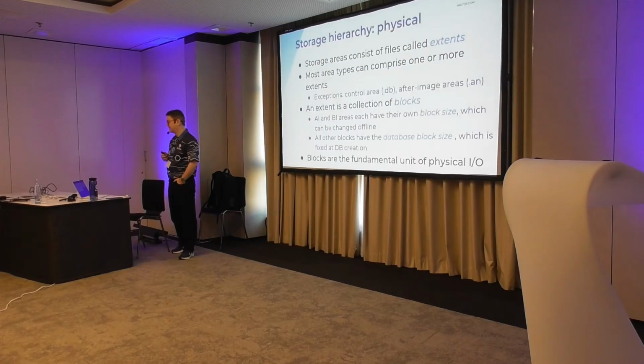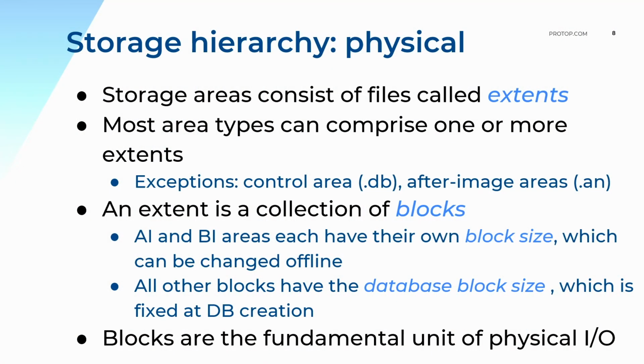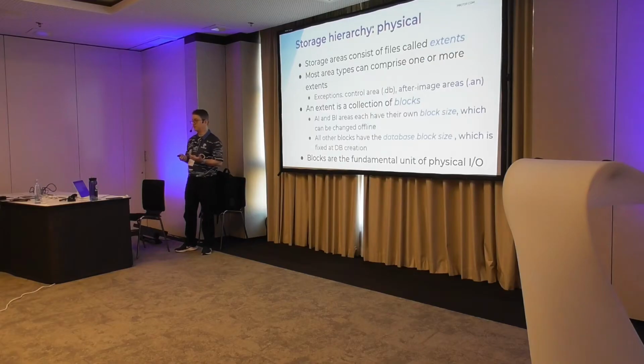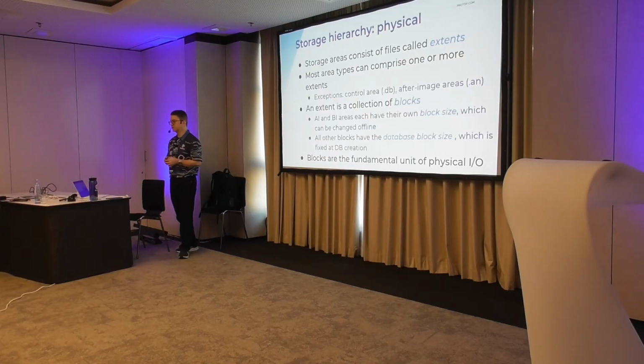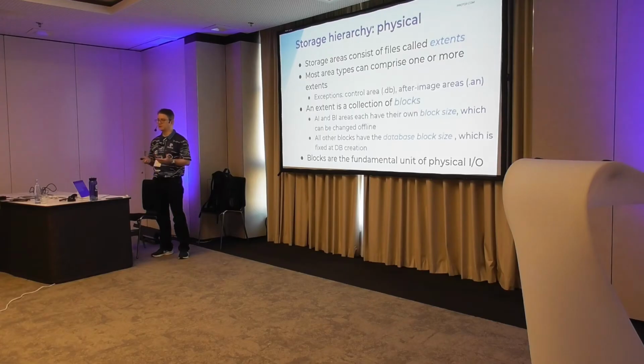Welcome. So let's start with the physical storage hierarchy. We know that databases have storage areas, and they're made up of files that we call extents. This is going to be a review in the first part, so bear with me. Just want to make sure we're all on the same level. Most areas can be made up of more than one extent, although there are a couple of exceptions to that. The control area and the AI areas are each one extent.